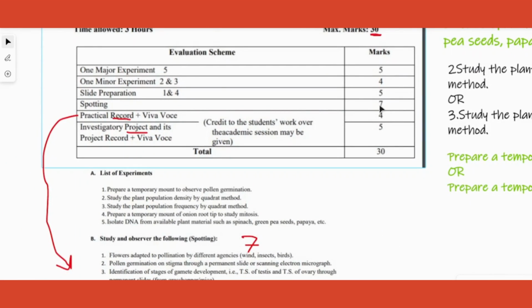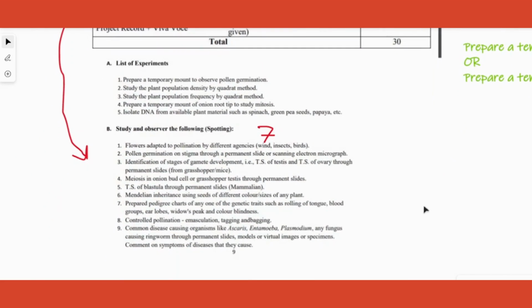Then comes a 7 mark section, which is spotting. In spotting, you get 3 minutes to identify 7 spotters. 7 things will be kept. Some of them will be slides, some of them will be specimens, and some of them could be identifying what it is. Around 9 are there, from which any 7 can be given to you. Among the 7, you are supposed to identify and write 1 feature about each. You get 1 mark for each, and for all 7 together, you get only 3 minutes.